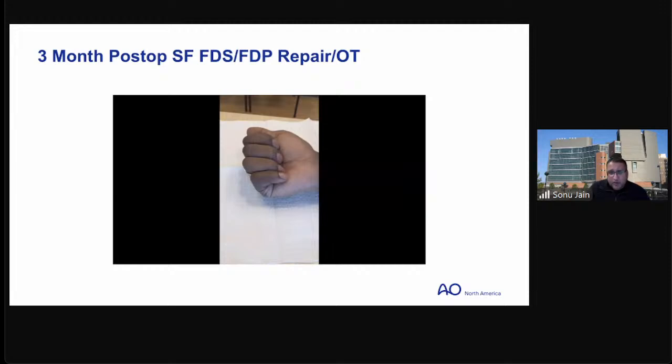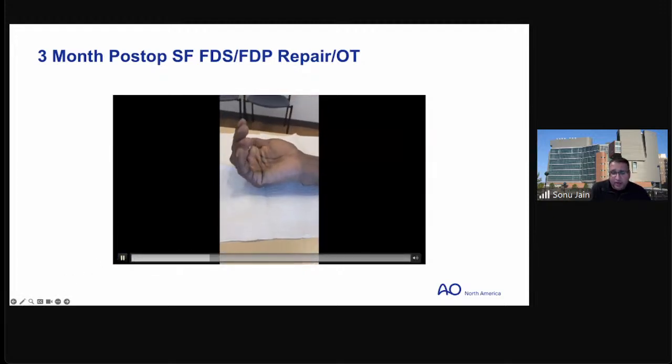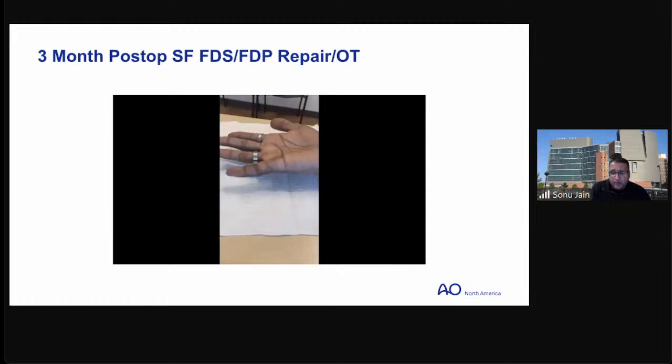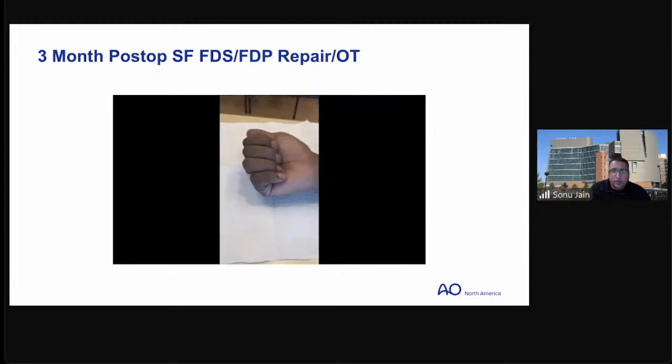So this is a patient of mine who, at 3 months, I did a small finger FDS and FDP repair. And I mean, you can see with these techniques, you can really get a great outcome with some of these. And again, this is one of those that I did with Roland as well.